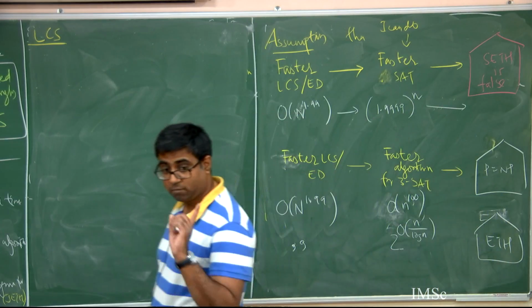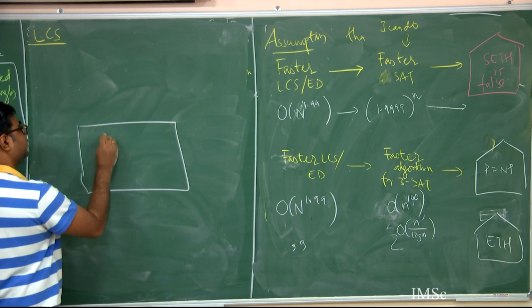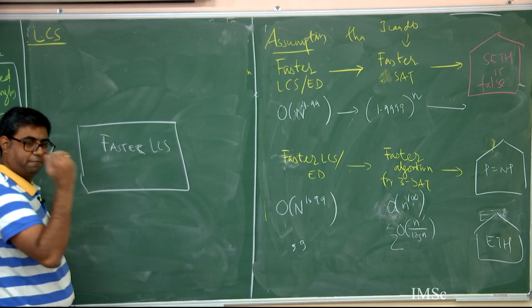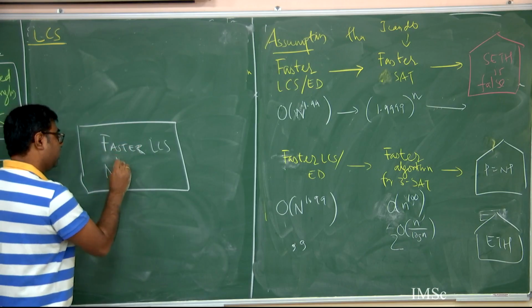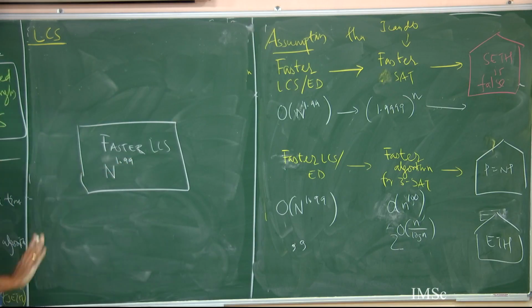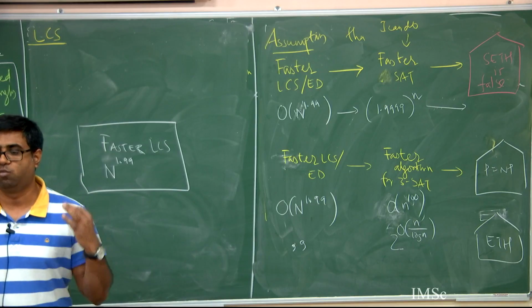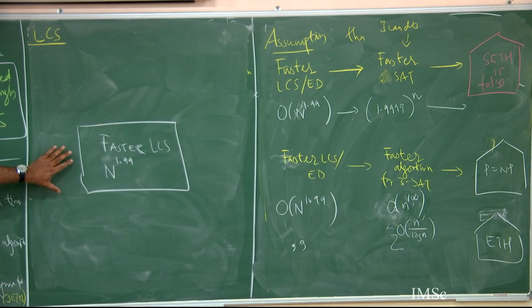Right. So we have a black box. What is this? Faster LCS. Let's fix a form of running time. Let's not worry about the constants hidden because those can be taken care of. Suppose it is n to the power 1.99. This is all we know: this algorithm runs in time n to the power 1.99. So if I give it two strings of length exactly equal to capital N, it will output the longest common subsequence between them in running time n^1.99. This is guaranteed, right? This is what my black box is.